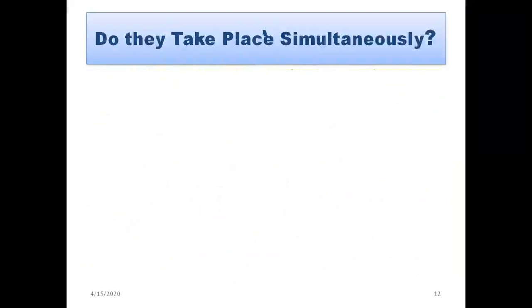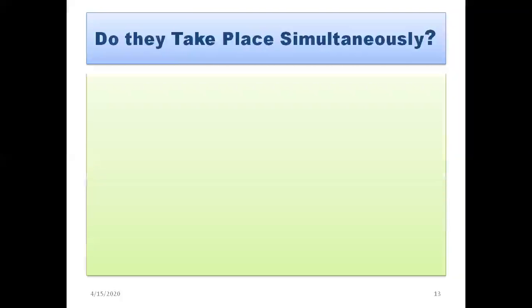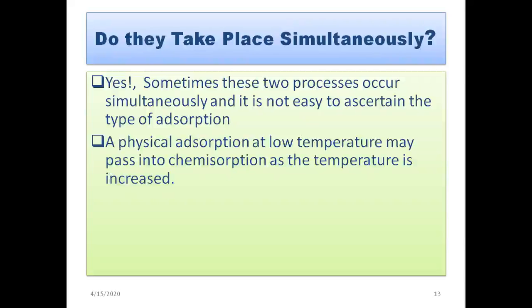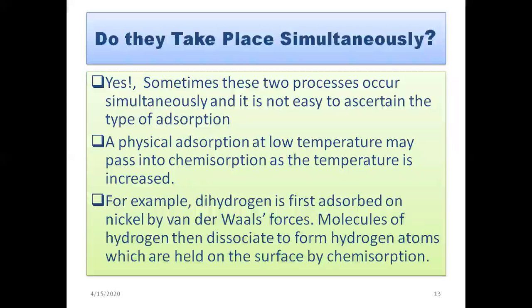The next question is, do chemisorption and physisorption take place simultaneously or not? Yes, sometimes these two processes occur simultaneously, and it is not easy to ascertain the type of adsorption. Obviously, it is very difficult because they are microscopic things. Generally, we can say one point: physical adsorption takes place under mild or low temperature conditions, but chemisorption takes place when the temperature is increased.